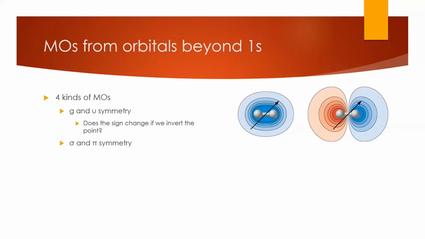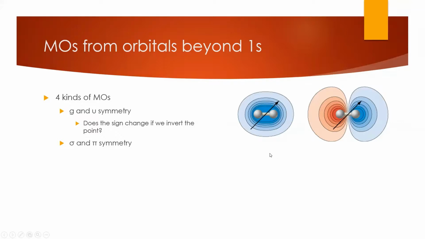Now, this is not the only type of symmetry that we can talk about. So these bonds, we'll call them sigma bonds. And they're going to be sigma bonds because if we were to physically rotate the bond, so if we were to take this bond and turn it around the bond axis there, the sign doesn't change. And that's true for both of these orbitals.